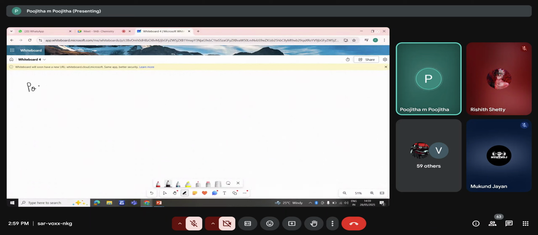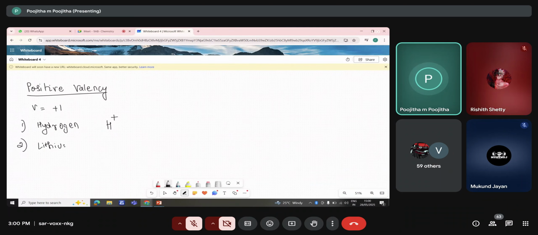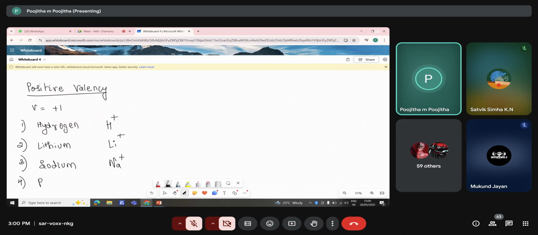So positive valency, valency +1. Under that, which all did you learn? Hydrogen, which is H plus. Then second one, lithium, Li plus. Third one, sodium, which is Na plus. That we learned yesterday. We will just write it together. When you study them together, it becomes easy.